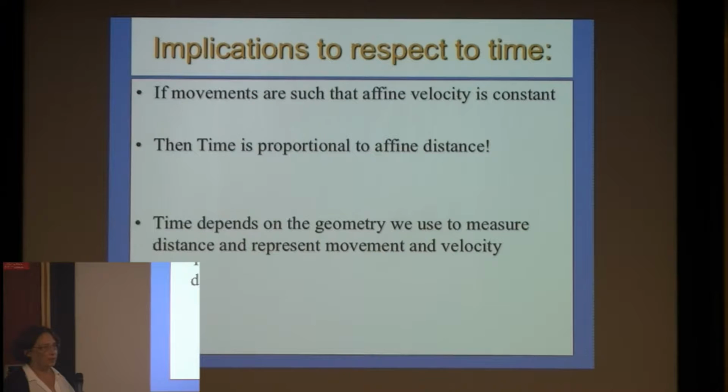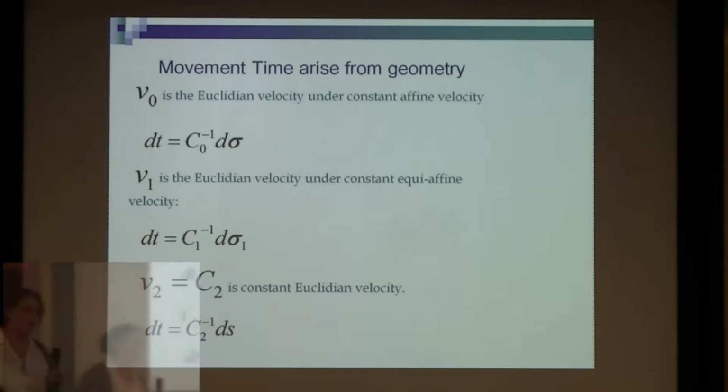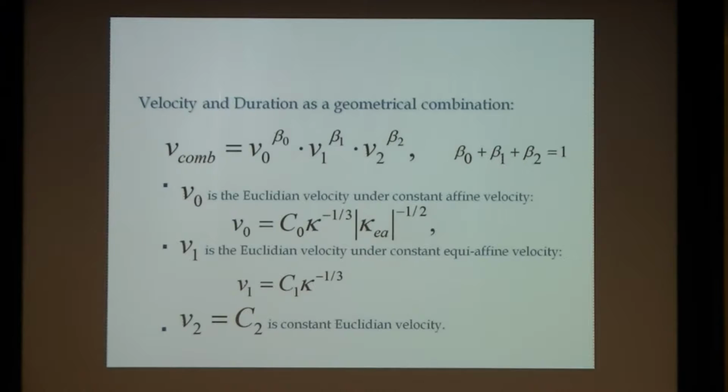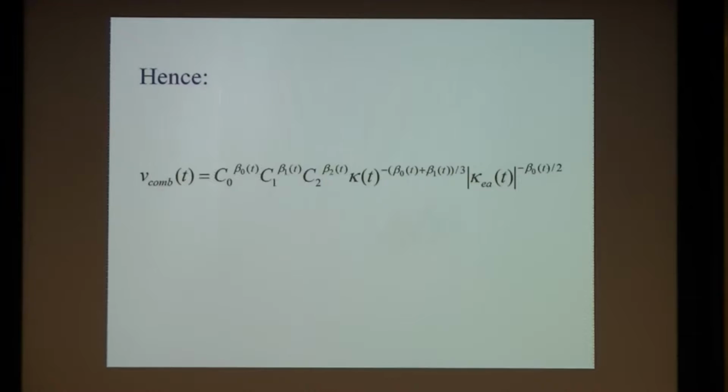Okay? So with Daniel Bennequin, Alain Berthoz and Ronit Fuchs, we developed a model that says, I don't have one geometry, I have a mixture of several geometries. In each geometry, time is proportional to the geometrical arc length with some constant. We have a multiplicative model where beta is the weight of each geometry in the model, and the sum of the betas is equal to 1. We can represent it by what we call equiaffine and Euclidean geometry.